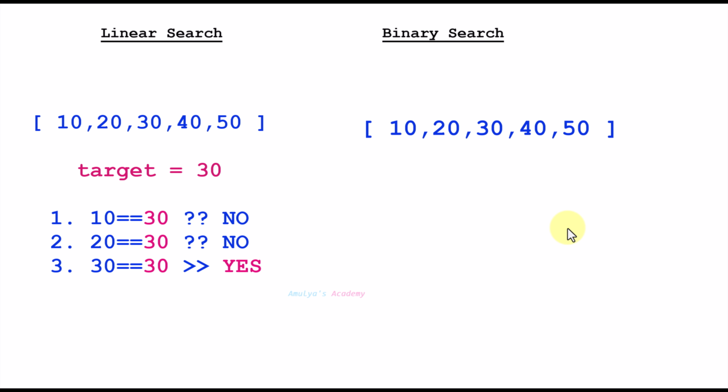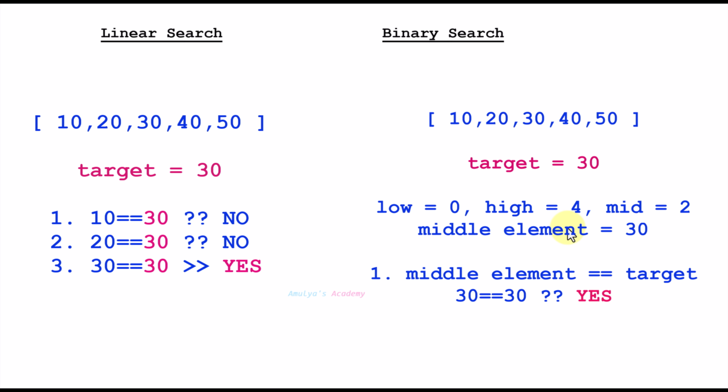Next, linear search examines each element in the list sequentially from the beginning until the target element is found or the end of the list is reached. Linear search algorithm is also called sequential search algorithm because we'll search the elements sequentially. But binary search algorithm repeatedly divides the search interval in half, comparing the target value to the middle element of the list. Working of both algorithms is different.